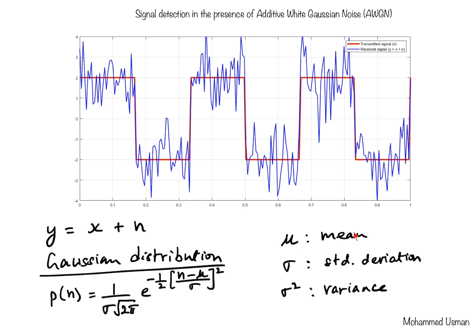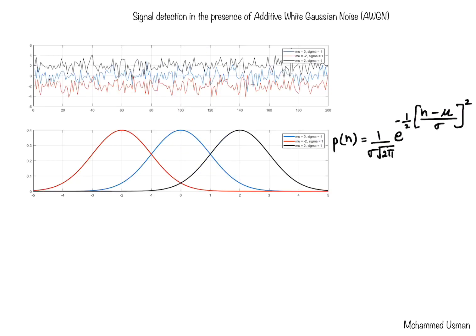Now the next thing we are going to focus on is understanding what this mean value represents, and we'll see both in the time domain as well as the PDF of the Gaussian distribution, and see how changing the value of the mean affects the noise waveform as well as the distribution or the PDF of the noise waveform.